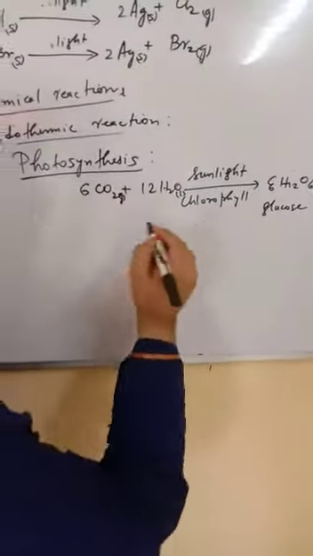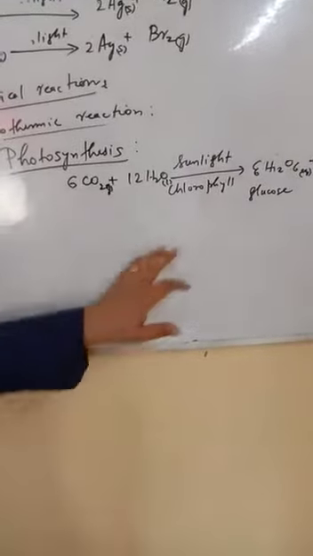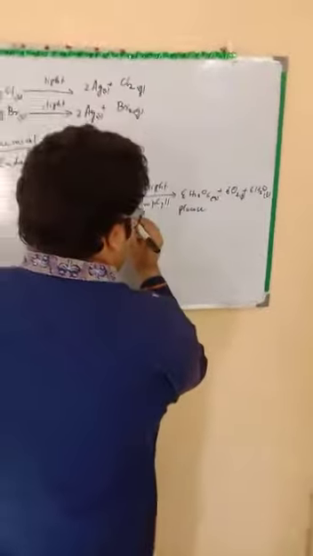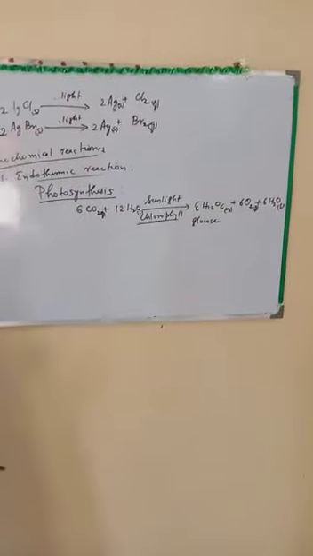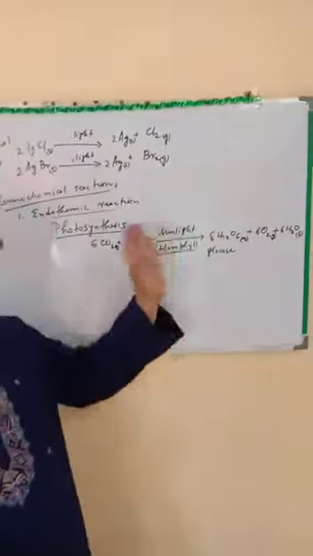Now you may ask, why is chlorophyll required? Why can't we do it in the lab? Yes, you can do it in the lab by making artificial chlorophyll, but the reaction will not be as it is. The reason is that this chlorophyll is actually known as a chemical catalyst. What is a catalyst? It has nothing to do with the reaction. It is not taking part in the reaction.